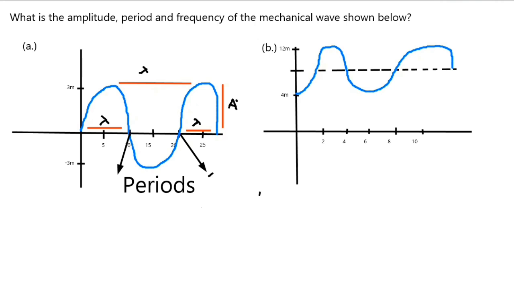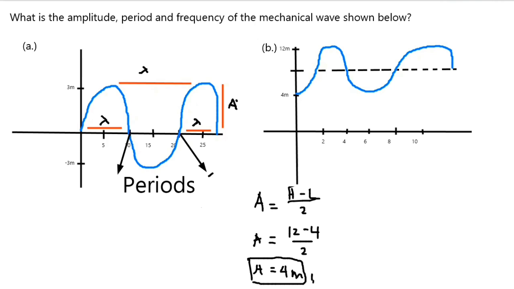Now let's go to part B. So for the amplitude here, we're not going to get the average, but we're going to take the difference of the highest and the lowest. So 12 minus 4 is 8, and divided by 2 is 4. So it's basically 4 meters. That's the amplitude, or the height of the highest point.